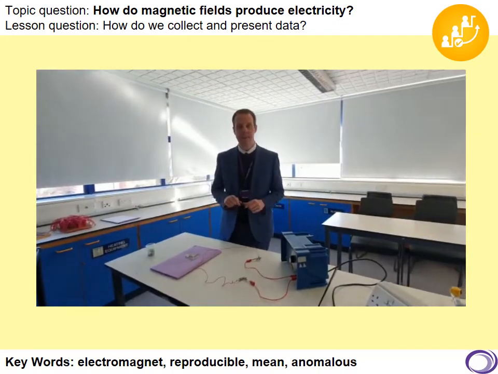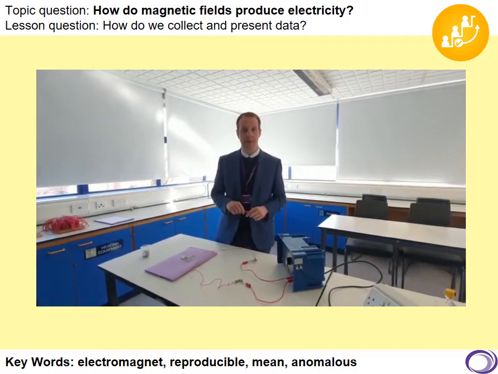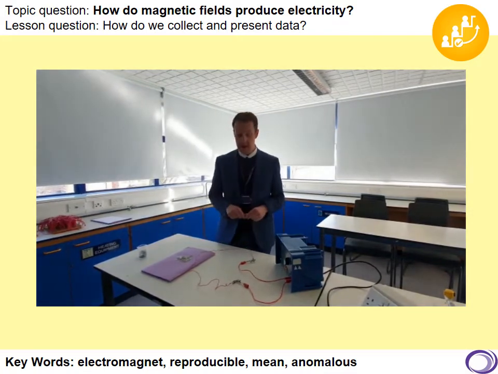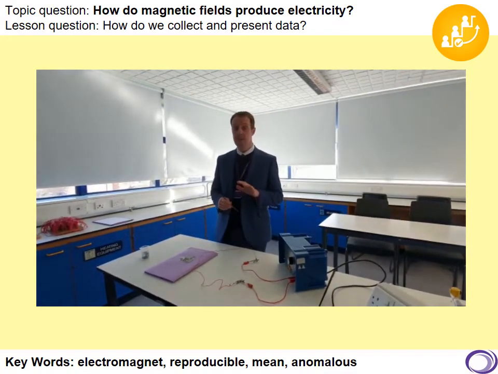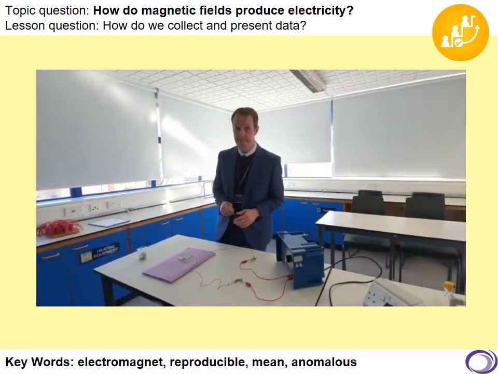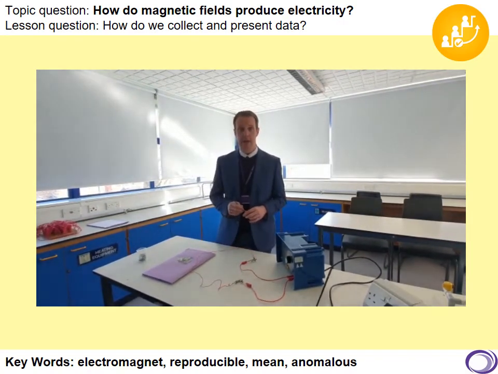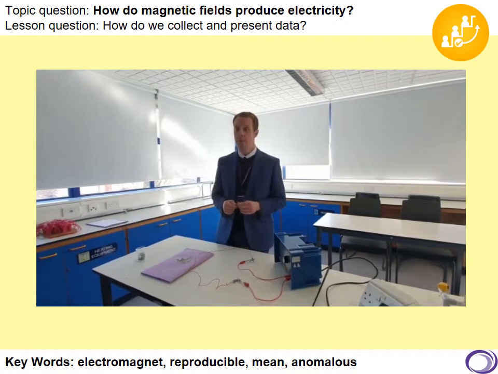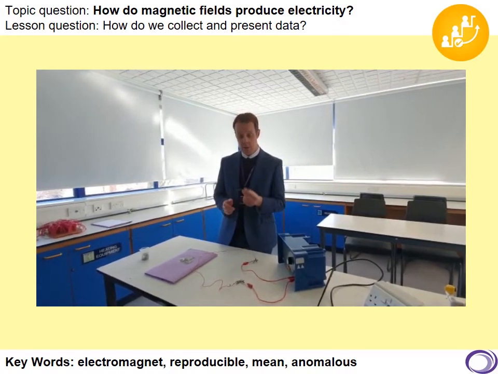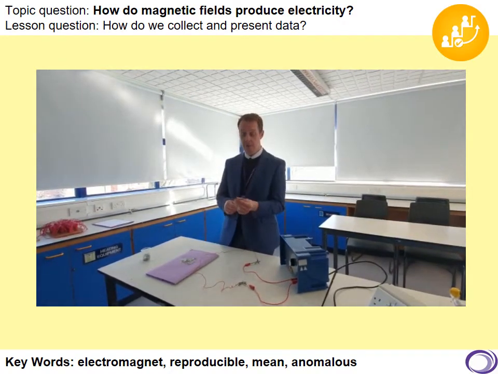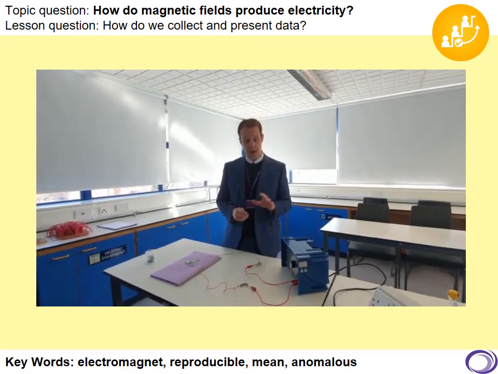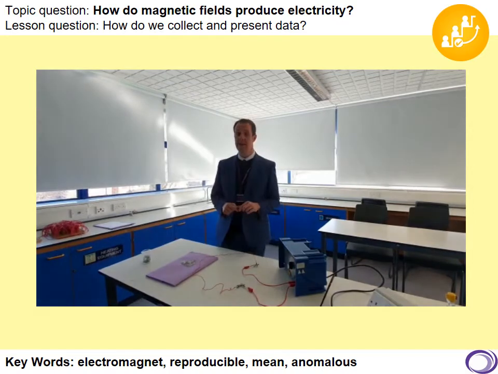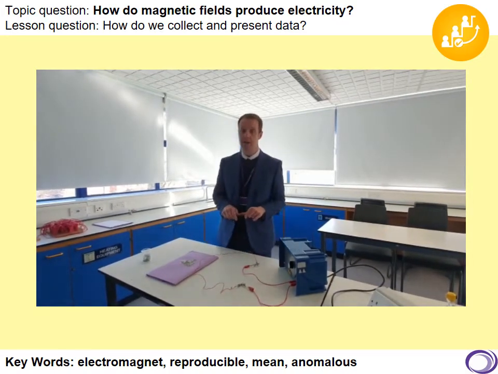Hi everybody, I'm Mr. Watson. I'm the Head of Science at Outwood Academy Freeston, and I'm going to show you an experiment today where we're going to investigate a factor that will affect the strength of an electromagnet. Just a reminder of what an electromagnet is. It is a temporary magnet that is created when an electrical current is passed through a coiled wire around an iron core. There are three factors that will affect the strength of an electromagnet.